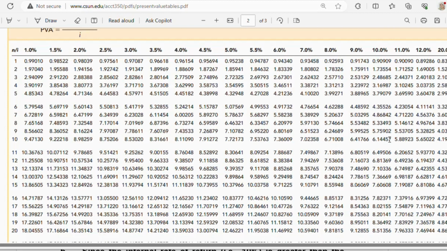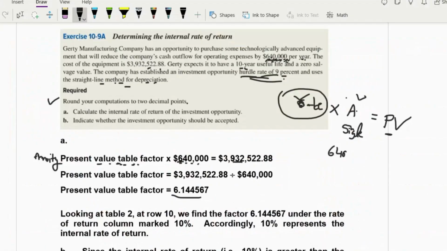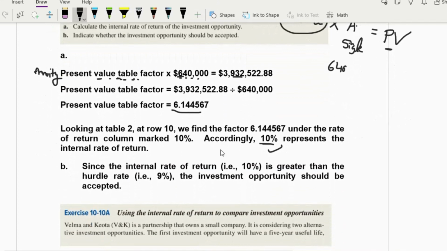So can you see this one? At 10% I can find 6.14457, right? It's almost nearby. 6.144 I do have. So the internal rate of return, or you can say IRR, for this investment is 10% according to my calculation. This 10% return is greater than my hurdle rate of 9%. So this investment is providing me higher return. So yes, we will be investing in this opportunity. So that is what I just said.